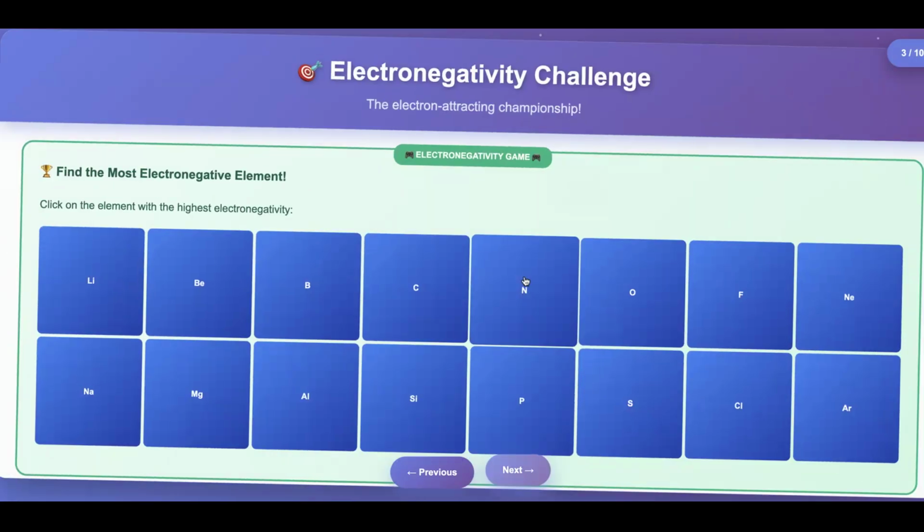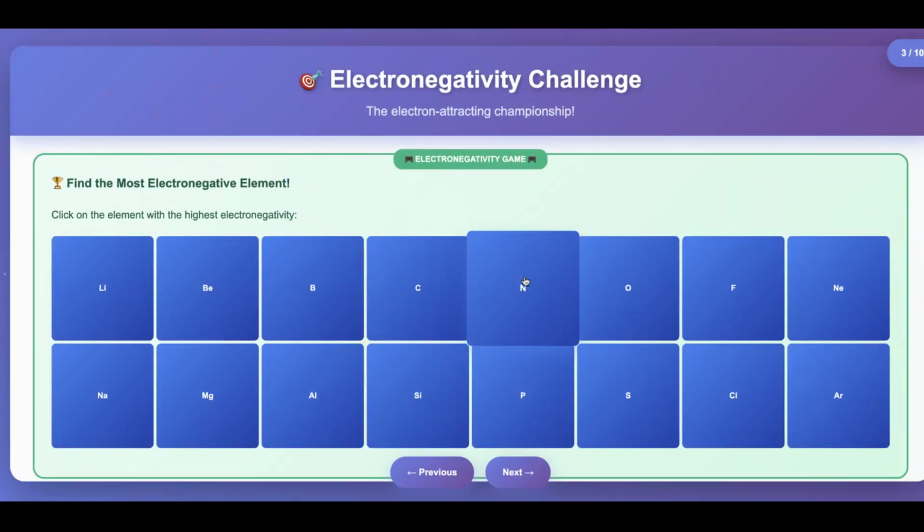Very good. The second is the electronegativity challenge. If you have a covalent bond, electrons are shared between 2 atoms. One of the atoms will try to attract the electron to itself more than the other atom. This is called electronegativity. The higher the electronegativity of the atom, the more it will be able to attract the electron to itself.